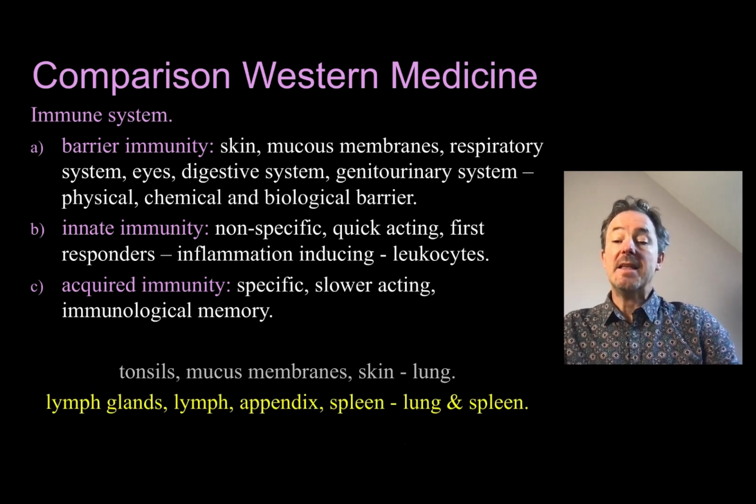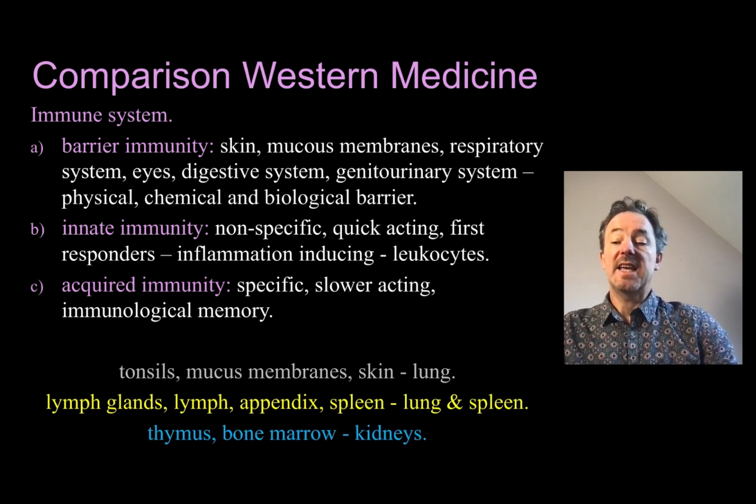The lymph glands, the lymph itself, the appendix, the spleen would relate to both the lung and the spleen in Chinese medicine, and the thymus and the bone marrow would relate to the kidneys in Chinese medicine.